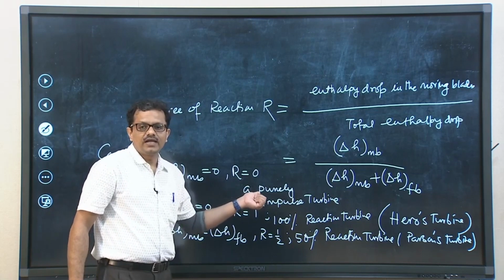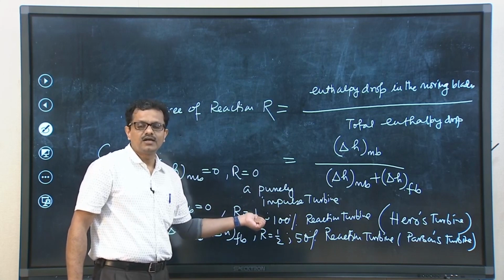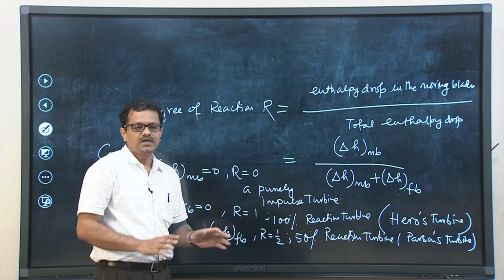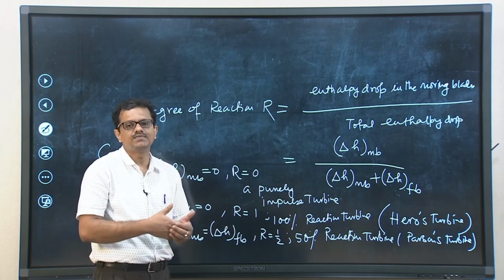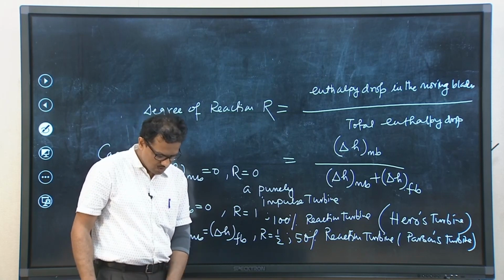We have seen that for a purely impulse turbine, degree of reaction equal to 0. For a purely reaction turbine or 100% reaction turbine, degree of reaction equal to 1, and if the degree of reaction equal to half, then 50% reaction force and 50% impulsive effects, these two will rotate the turbine wheel.